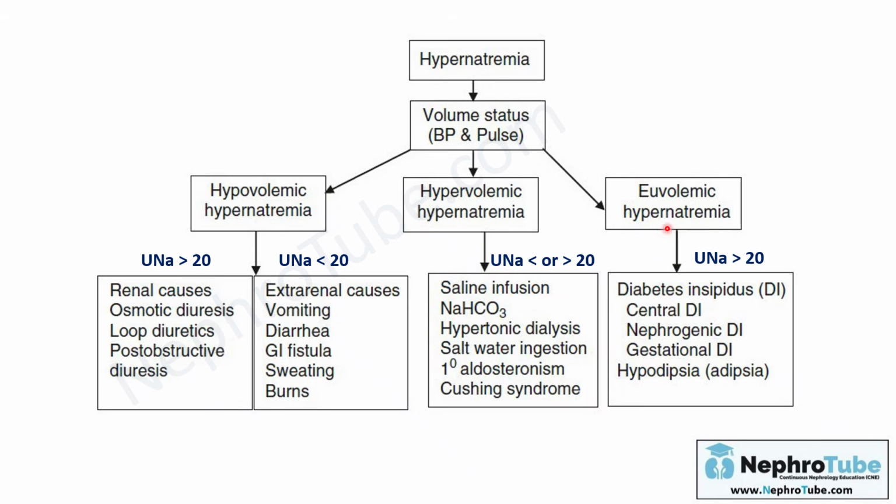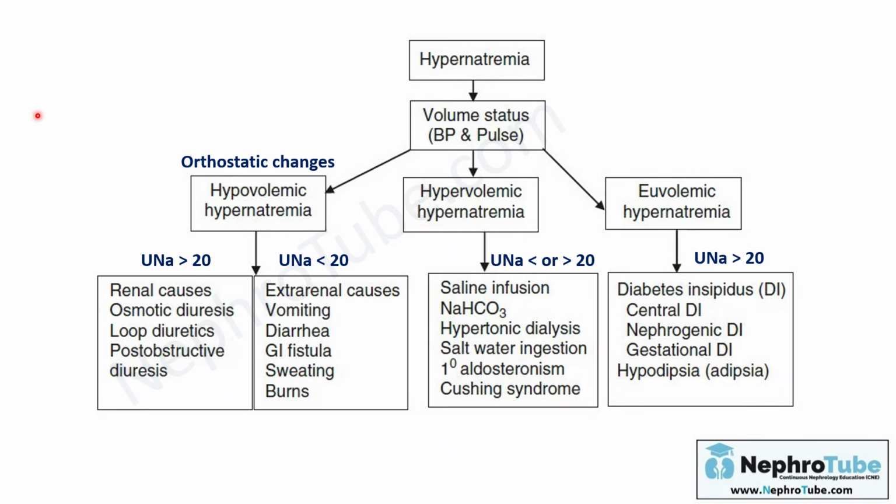hypernatremia. In avolemic hypernatremia, usually the urinary sodium is more than 20 because of the polyuria in these cases, as I will show you later. And in hypervolemic hypernatremia, the urinary sodium may be more or less than 20 depending on several factors. But let's talk in a more practical way. How to diagnose the cause of hypernatremia.